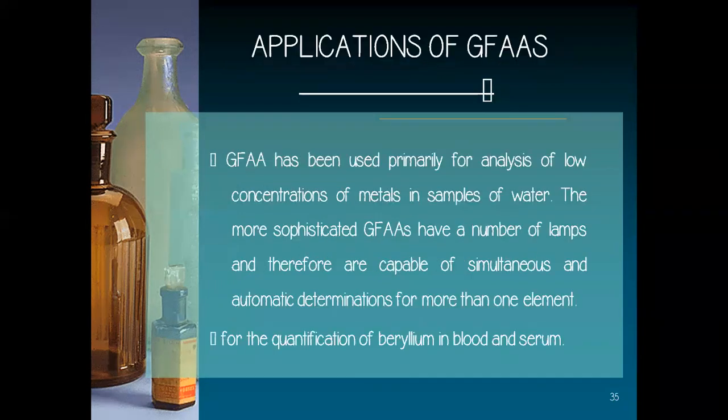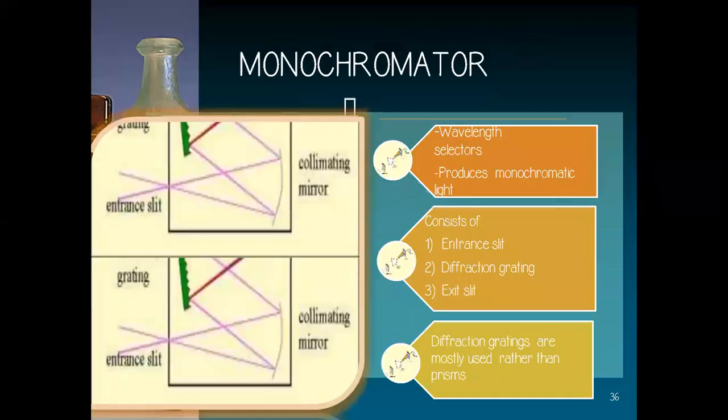Now, the various applications that we have are, first of all, it has been used primarily for the analysis of low concentrations of metals in samples. Like अगर पानी में कोई salt dissolved है जो कि बहुत कम concentration में है, तो atomic absorption graphite furnace वाले से बहुत easily कर सकते हैं. The more sophisticated GFAAS instruments have a number of lamps and therefore are capable of simultaneous and automatic determination of more than one element. So एक से ज़्यादा element का analysis करने के लिए GFAAS हमको काम में आता है, and it is used for the quantification of beryllium in blood samples, which is otherwise a very difficult thing to achieve.